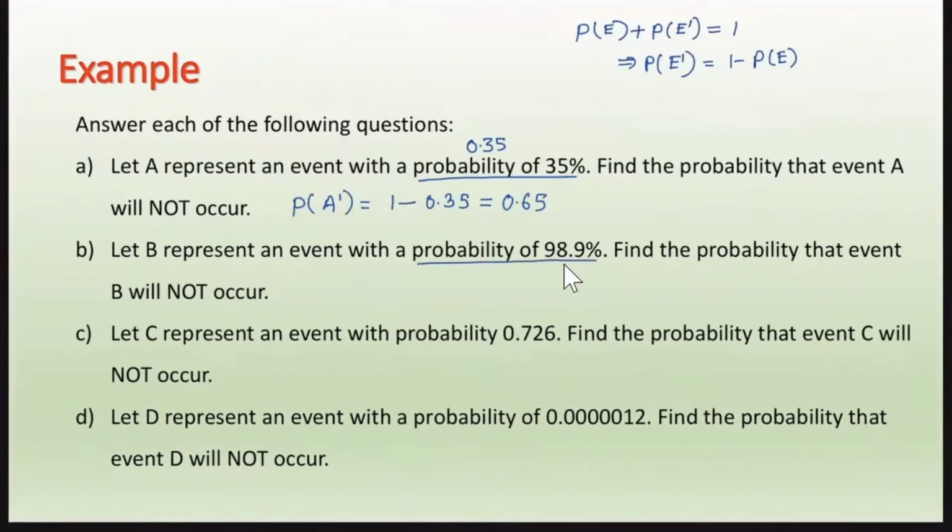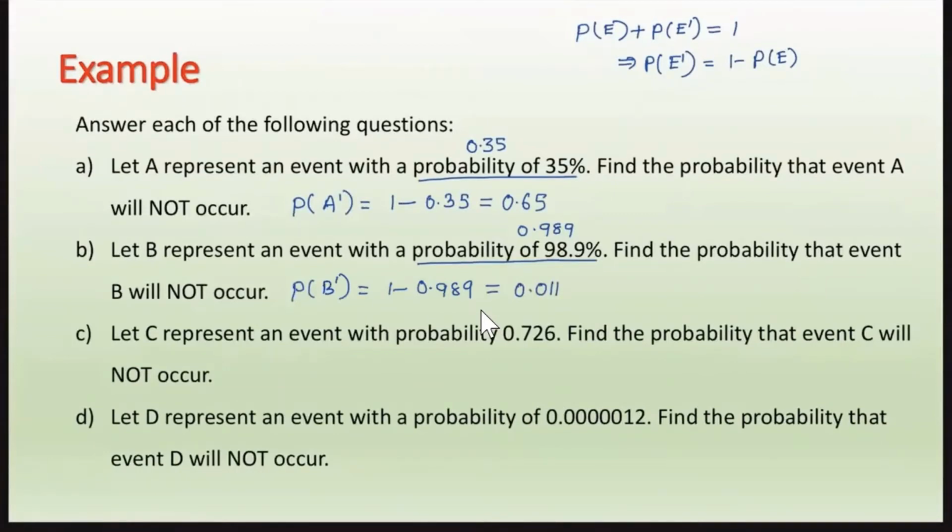Probability of 98.9%, that is 0.989. That is the probability. We have to find the probability that B will not occur. Probability of not B is equal to 1 minus the probability of B. Probability of B is 0.989. Help me again, please subtract that. 1 minus 0.989. What is that equal to? Use your calculator and give me the result. What did you get? Please unmute yourself when you're talking. 0.011. Very good. Yes.